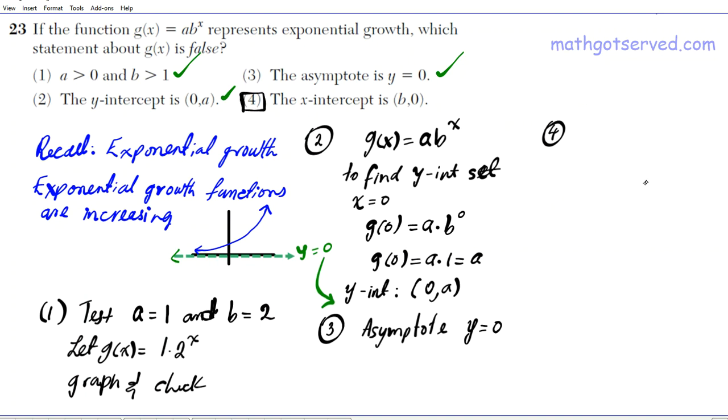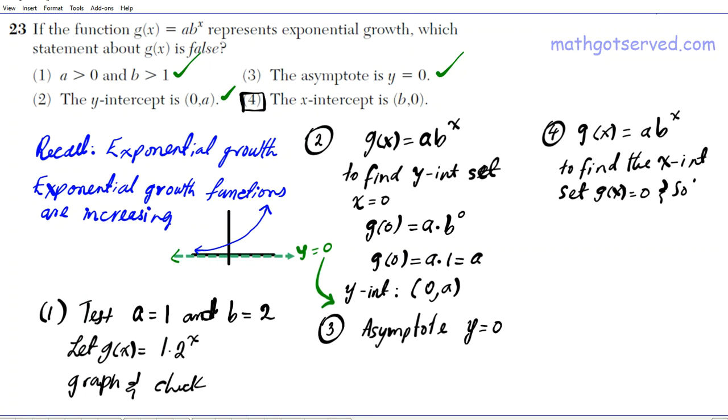Alright, let's show you that it's false. So the statement says the x-intercept is b comma 0. So if we have this function g of x equals a times b to the x, to find the x-intercept, we're going to set y or g of x equal to 0 and solve for x. Okay. Alright, so let's do it.